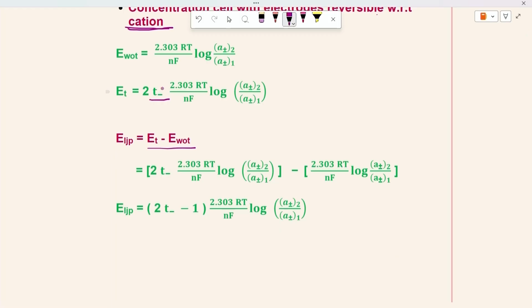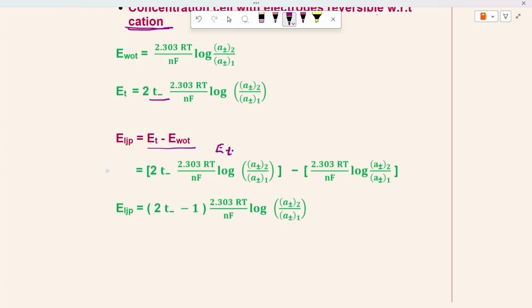Okay. So, E with transference is 2T minus 2.303 RT by NF log mean ionic activity of 2 divided by mean ionic activity of 1. That represents E with transference. And E without transference is, you do not have the 2T minus, it will be 2.303 RT by NF log mean ionic activity of 2 divided by mean ionic activity of 1.